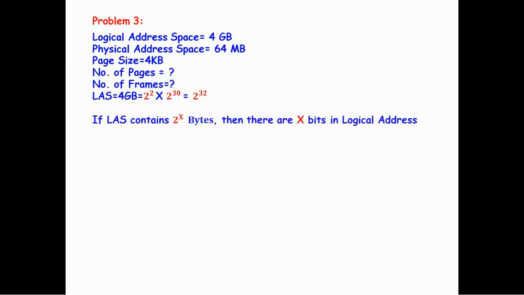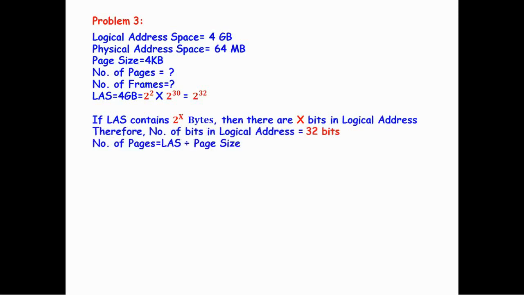If logical address space contains 2 power x bytes, then there are x bits in logical address. So number of bits in logical address is equal to 32 bits. We need to find number of pages. Number of pages is calculated by using the formula logical address space divided by page size. We have calculated the logical address space as 2 power 32. So divide 2 power 32 by 4 KB. Here 4 KB can be represented as, 4 is represented as 2 power 2, whereas 1 KB is represented as 2 power 10. So when we divide 2 power 32 divided by 2 power 12, we get the answer as 2 power 20. So this is the number of pages. This is the value for the number of pages.